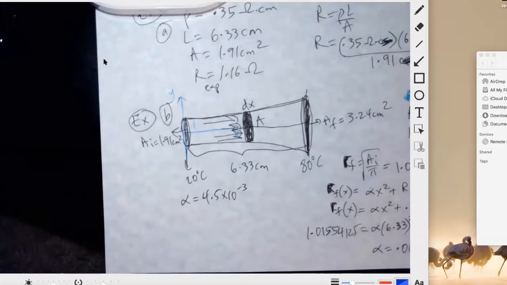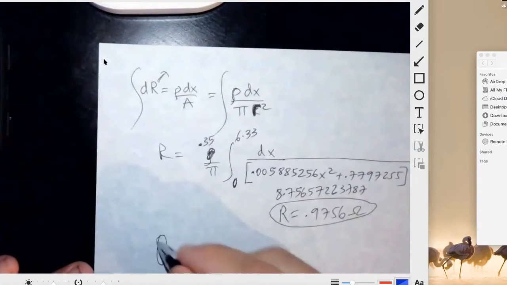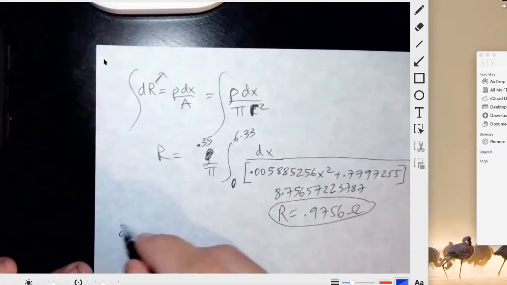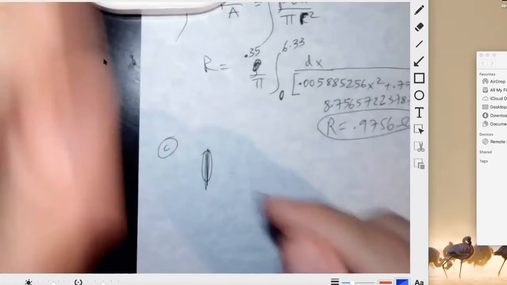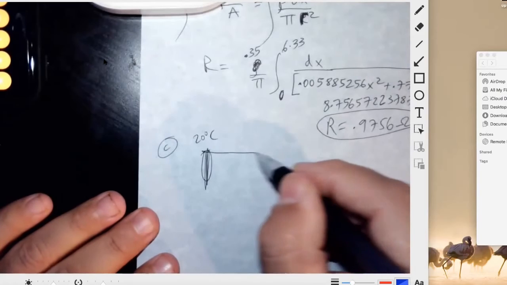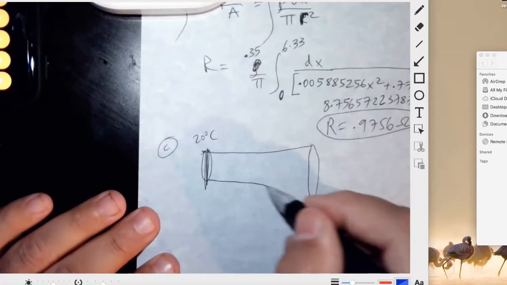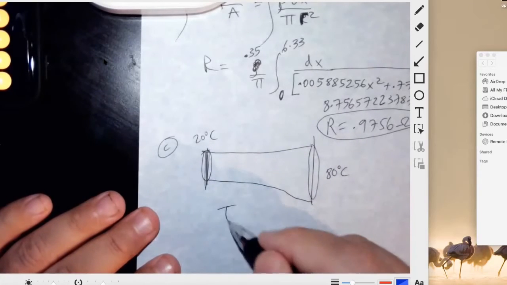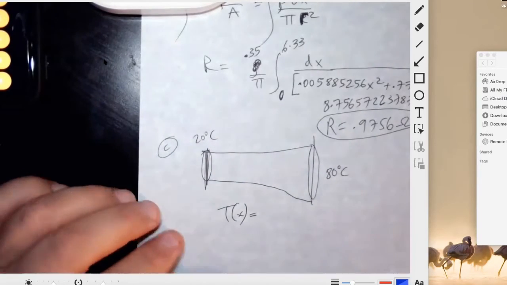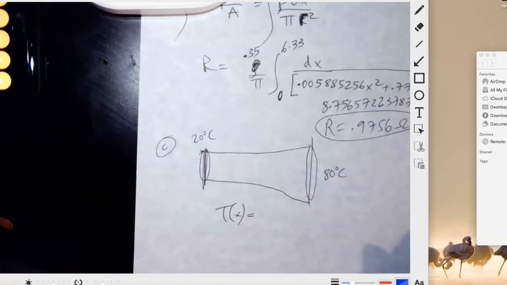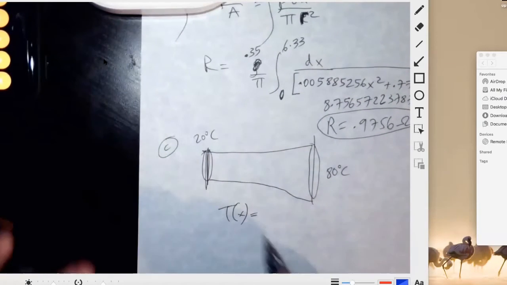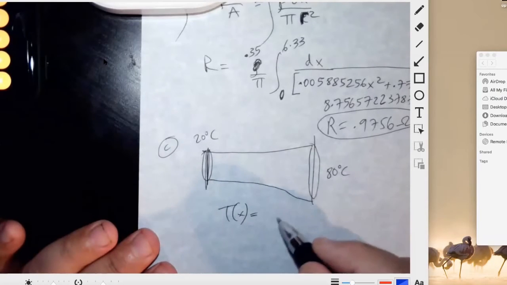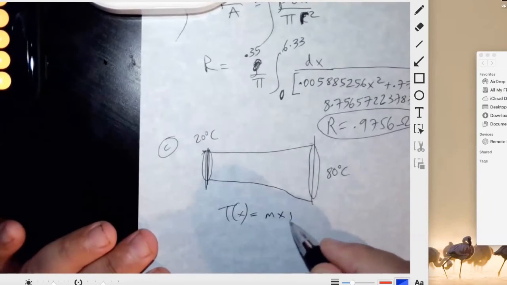So then what would be the temperature of the wire? So we would have to come up with that. If this side is being held at 20 Celsius, and this side is being held at 80, what would be the temperature of the wire as a function of the x? That would be a linear function, right? Let's say the temperature is increasing linearly. So mx plus b.